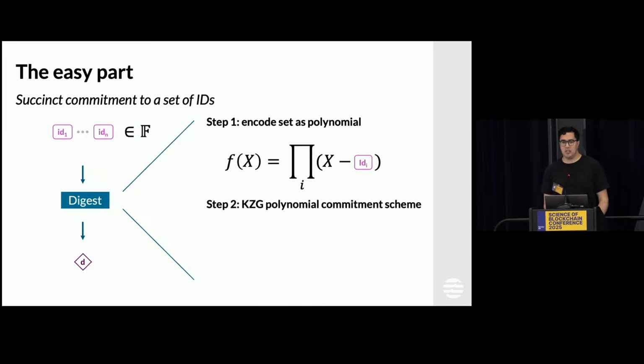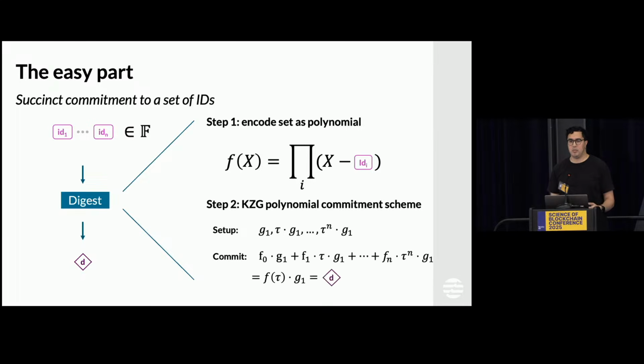And step two, we're just going to use the KZG polynomial commitment scheme to commit to this polynomial f. A quick review of KZG: it has a setup, which consists of basically Feldman commitments to the powers of a secret tau. Committing to a polynomial involves using this setup to derive a Feldman commitment to an evaluation of f on this secret tau. Notably, this commitment is constant size, so we can use this as our digest.